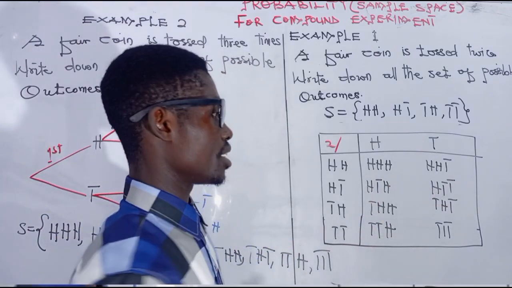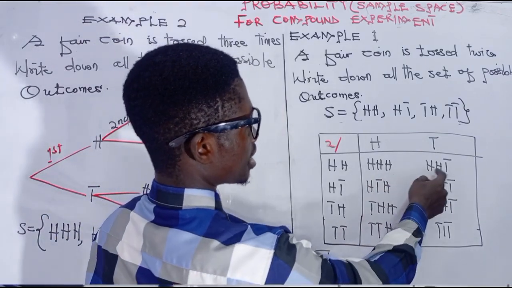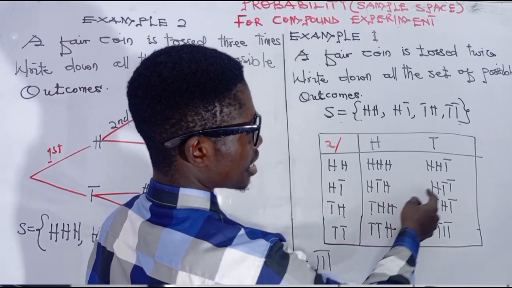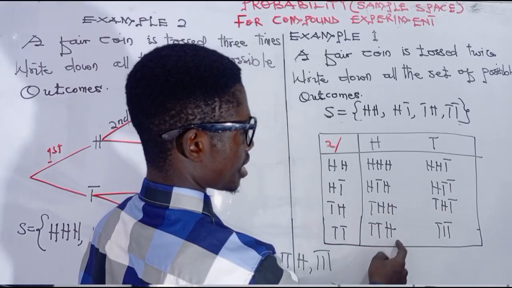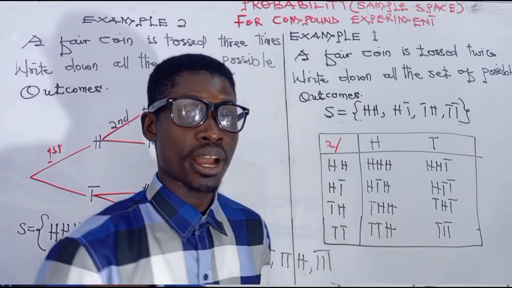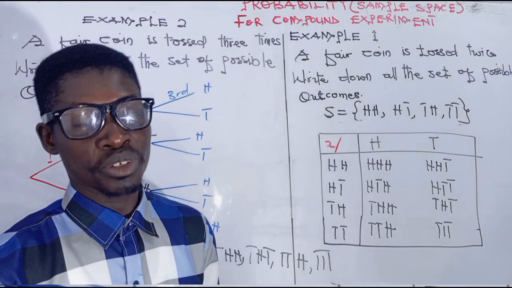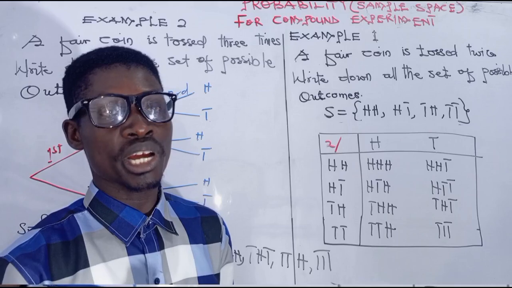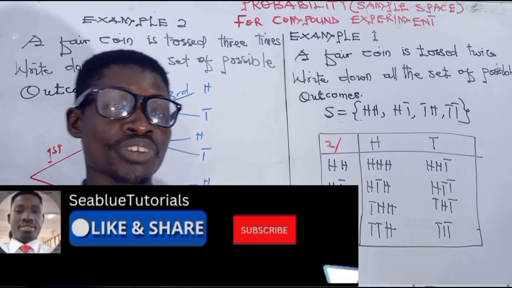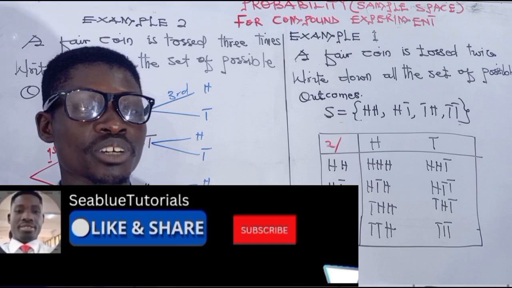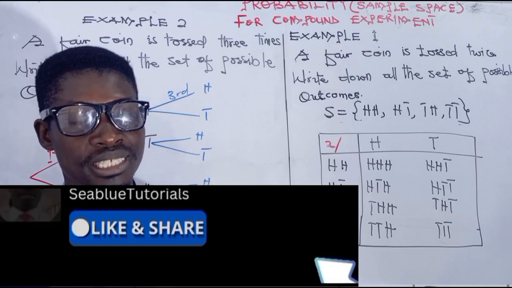So the set of possible outcomes for a coin being tossed 3 times is all those outcomes within this arena. So we have head, head, head, head, head, tail, head, tail, head, head, tail, tail, tail, head, head, tail, head, tail, tail, tail, head, and then tail, tail, tail. As easy as that. So as I said earlier on, we can use the table or the tree diagram to write all the set of possible outcomes for a compound experiment.